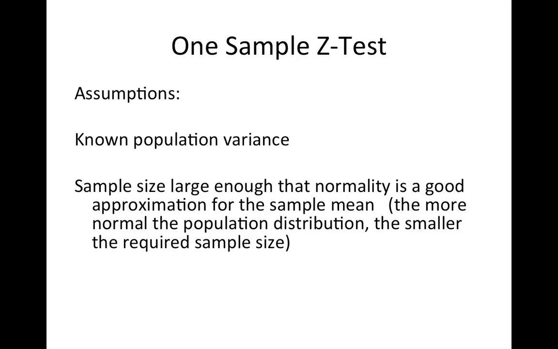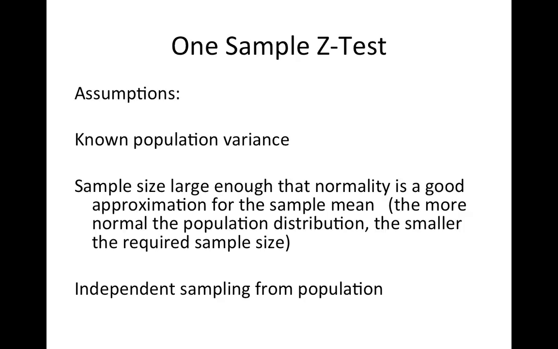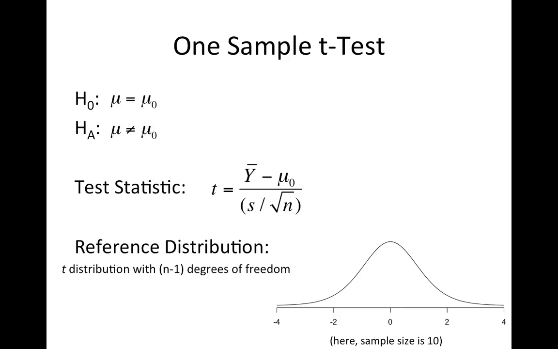Another assumption here is the sample size is large enough that normality is reasonable. The more normal the population distribution, the smaller sample size you need for that to be true. And we're assuming that we're sampling independently, that the fact that I included one particular observation in my sample, one particular unit, has nothing to do with whether any other particular unit is in my sample. Now, if I don't know sigma squared, in other words, in almost all cases, I estimate it.